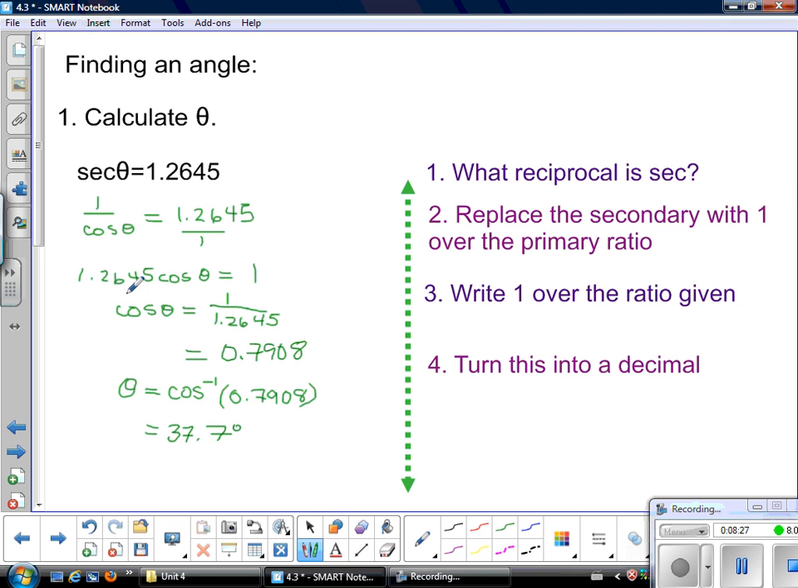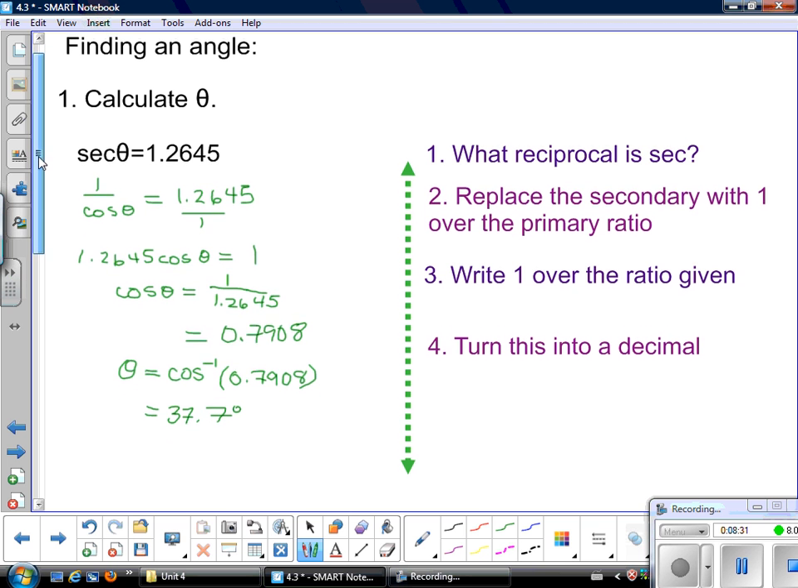Okay, so you're thinking, well, that was kind of stupid. We just switched it to the primary. That's right. We switched it to the primary, and that's what we have to do.